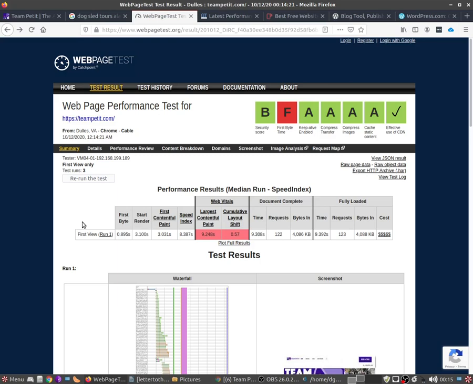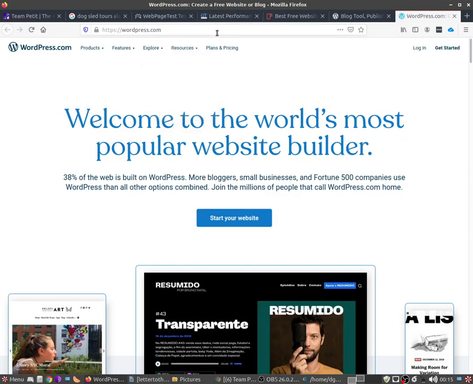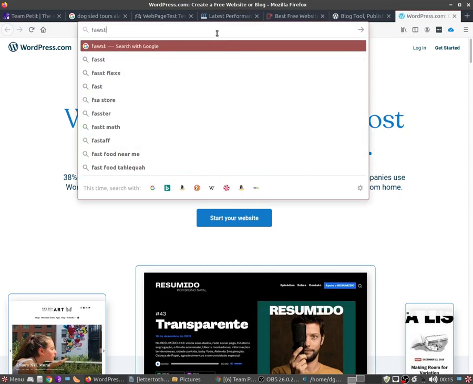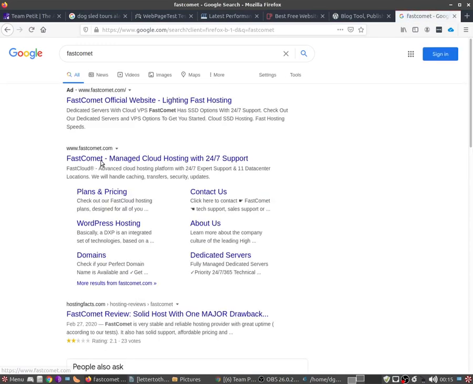The company I like to use is Fast Comet. It's not a very well-known company, but I like them a lot. Even their cheapest plan, I think if you buy it in a year block, comes down to like $3 a month. It's not bad. It's cheap, and it's all cloud hosting.